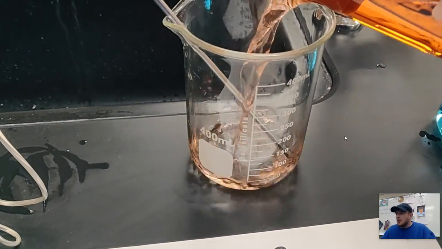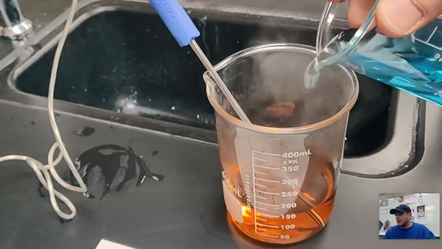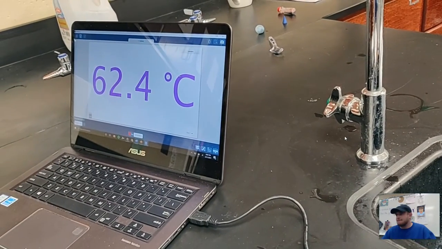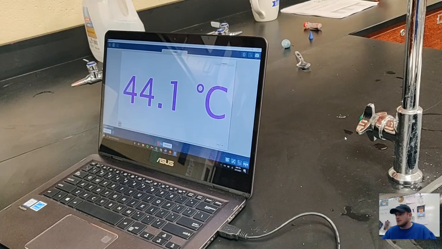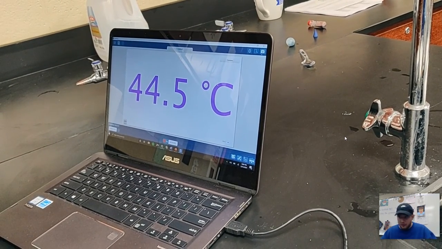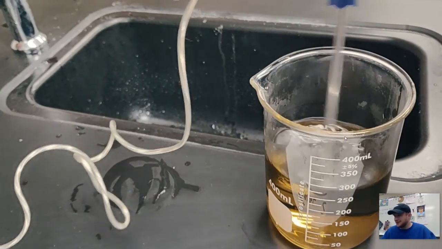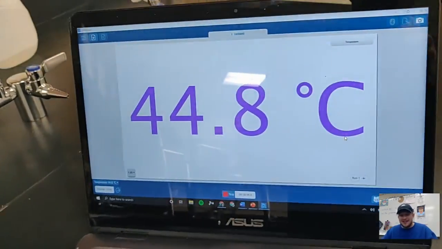But anyway, we're going to do the exact same thing. We're going to mix the hot with the cold. And we're going to see where they land. About 44.5 degrees. Okay.